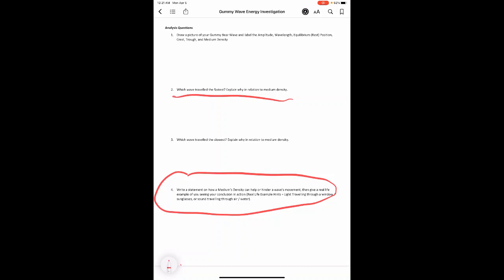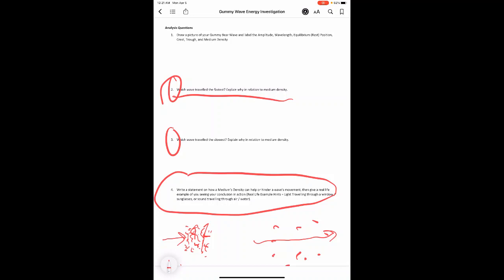You're basically looking to see an explanation of 2 and 3, how the medium density can affect the motion of the wave. And ultimately, what you should see is just a wave traveling through different spacings of particles. A wave is going to have a lot more trouble traveling through something with more particle density than a wave trying to travel through something that has less particle density. And you can see that pretty clearly.